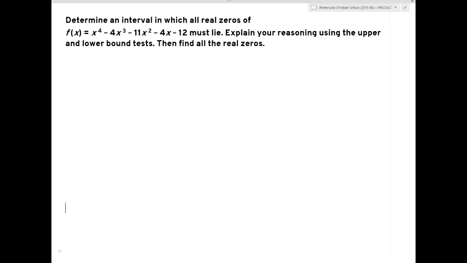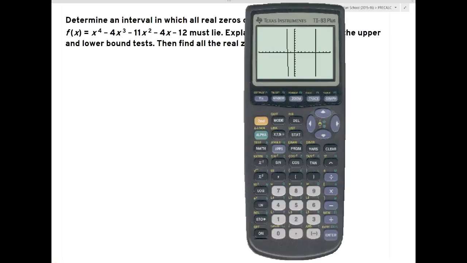As you can probably tell, it would be pretty crazy to test all of the factors of every function all of the time. So one thing that could help us reduce the number of factors we have to test is setting an interval in which those zeros could lie. So if we look at this function, x to the 4th minus 4x cubed minus 11x squared minus 4x minus 12, you can see to the left and to the right it seems to tail off into infinity, but our zeros do seem to lie between this point and this point. So I think it's pretty safe to say between negative 3 and 7 is a good interval to try out.